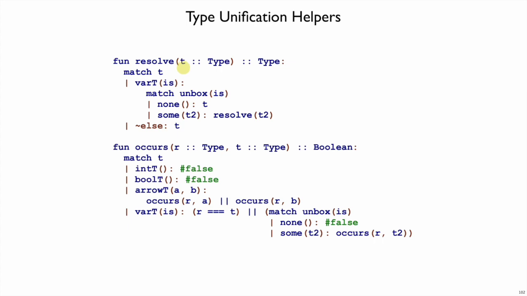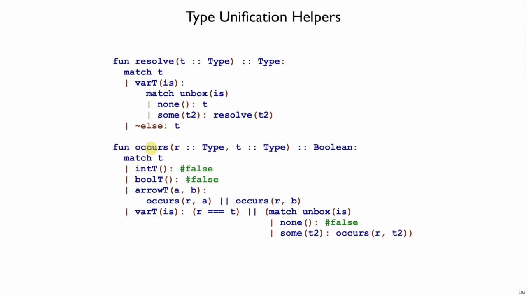Resolve's job is just to simplify an immediate type variable. So if t is a type variable, we check whether the type variable has been assigned to any other type. If not, we can't simplify and we just return t directly. But if it has been equated, then we can simplify by at least returning t2, but maybe t2 is also a type variable that's equated to something, so we keep resolving that until we get down to either a type variable that is not assigned or a non-type variable type. It turns out that resolve does not need to look inside of arrow types, say, because its only job is to simplify an immediate type variable.